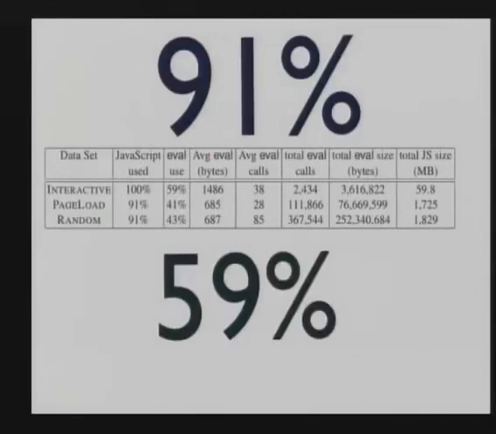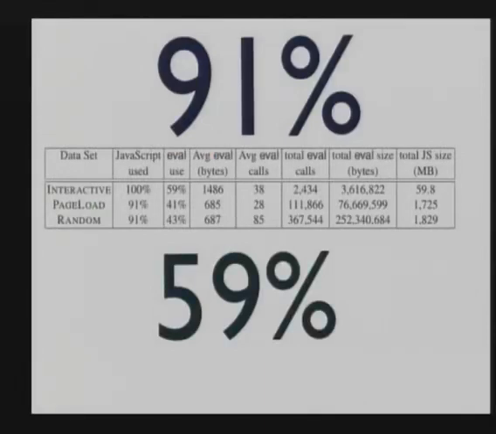Then to get a broader coverage, we created a script that automatically loads the 10,000 most used web pages and records what happens on page load. This is what we call the page load data set. The third data set is called random, and this is essentially the same as page load. We take 10,000 websites, we load the page, and we automatically randomly click on a few clickable items, and that generates more JavaScript behavior.